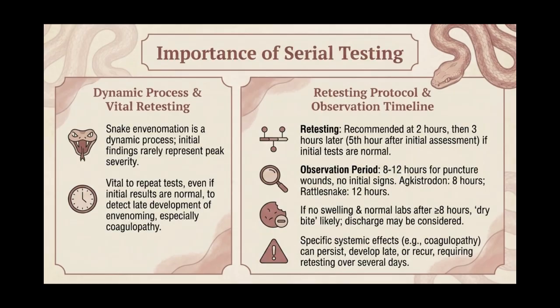In some cases of copperhead envenomation, patients can experience delayed onset of symptoms for up to 8 to 10 hours. If there's no initial swelling or other signs of envenomation, it's recommended to observe the patient for 8 hours after an Agkistrodon bite and 12 hours after a rattlesnake bite. If there's no swelling and lab studies remain normal and unchanged after at least 8 hours, a dry bite is likely and the patient can be discharged. Similarly, certain systemic effects like coagulopathy can persist, develop late, or recur, requiring retesting over several days, especially after certain viper bites.